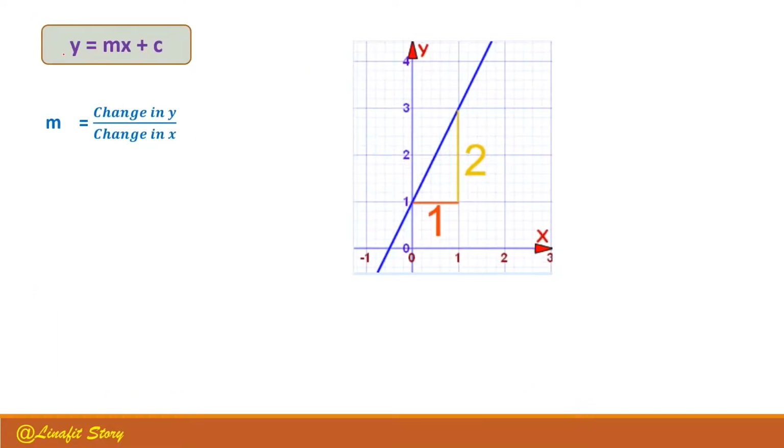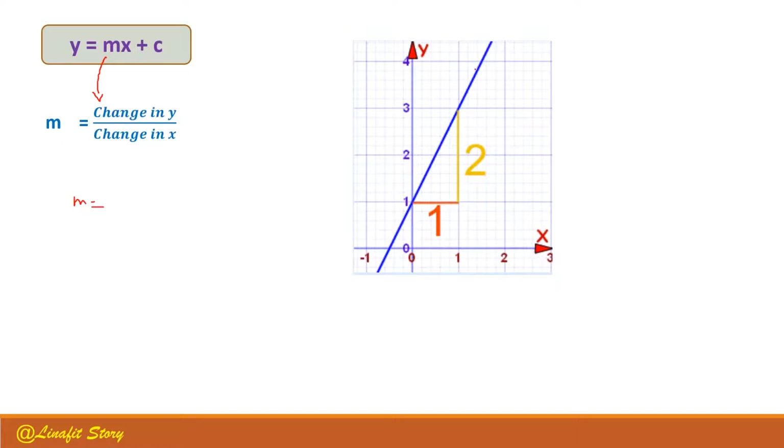y = mx + c. How do you find m and c? To get m, or the gradient, is change in y out of change in x. How to get c? c is easy. Just see where the line crosses the y-axis. So look at this graph. This line slopes upward from left to right. So its gradient is positive.